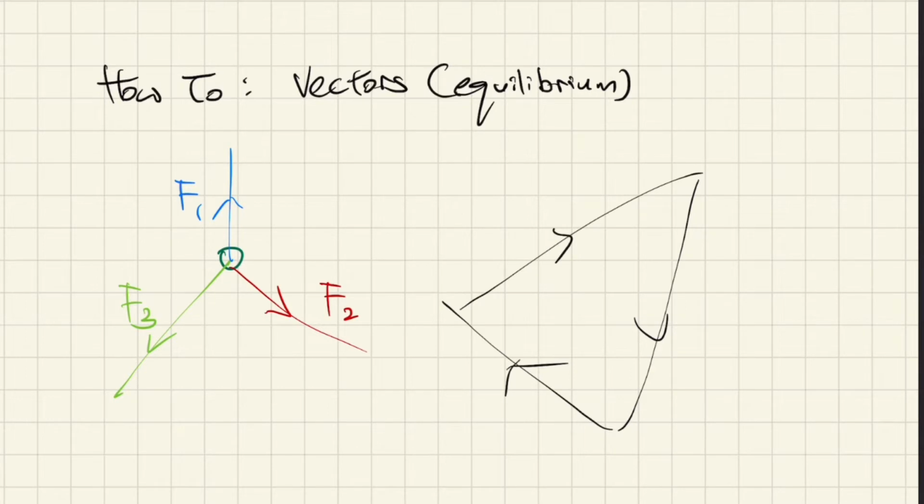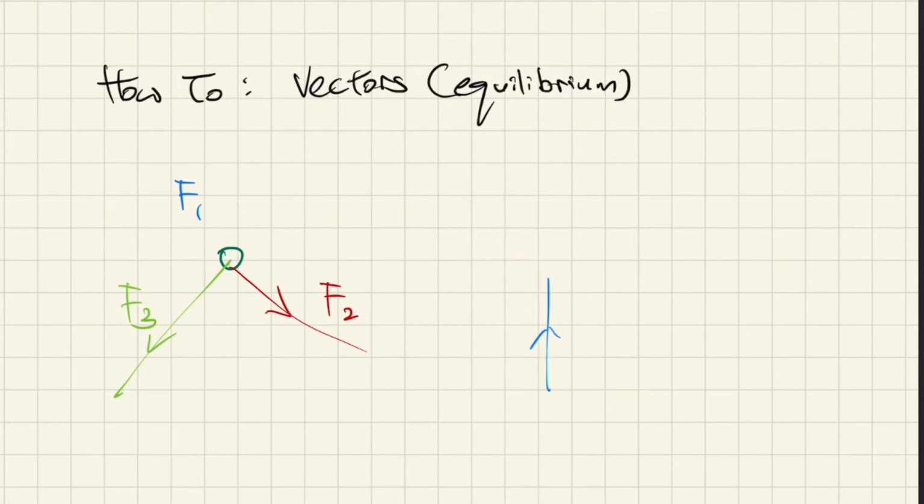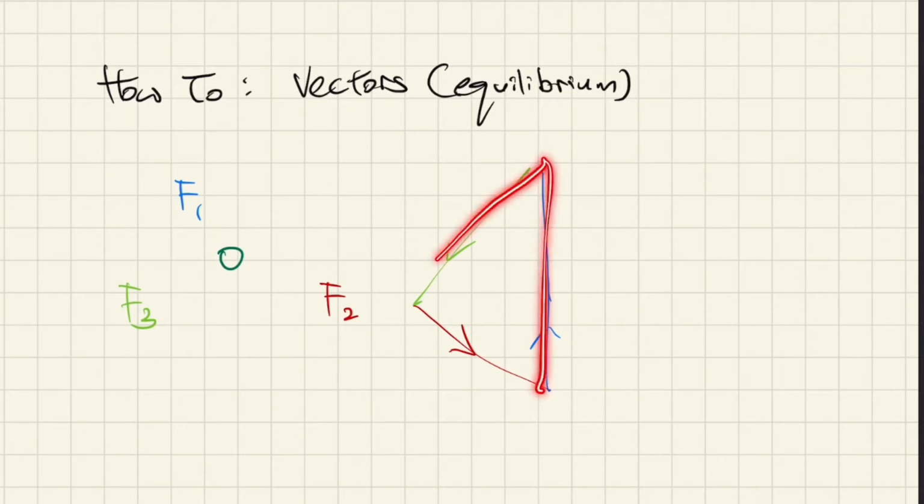So we'll do this with F1 and F2 and F3 as well, forming a triangle that goes in a loop. It seems that I have to extend my F1 a little, but you get the idea. Now these three vectors are forming a triangle that goes in a loop.